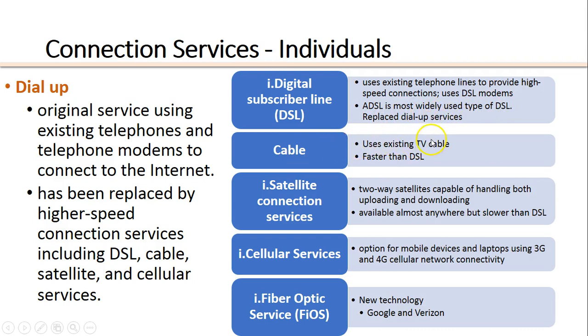Cable uses existing TV cable, faster than DSL, and then we have satellite connection services. It's a two-way 3G satellite capable of handling both uploading and downloading, available almost anywhere but slower than DSL. Then we have cellular services, option for mobile devices and laptops using 3G and 4G cellular network connectivity. And then we have fiber optic service, new technology such as Google and Verizon.